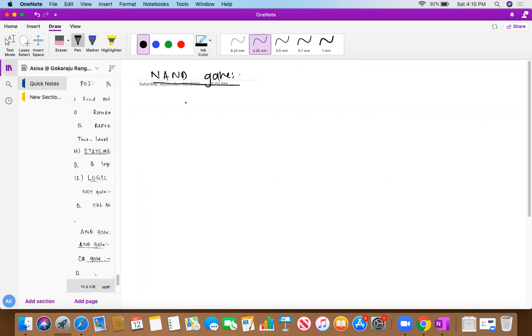NAND gate is also called a bubbled OR gate. How? I'll tell you now. NAND gate is nothing else, it's very simple: it's just an AND and invert. A, B, so obviously Y will be (AB) bar. If you apply De Morgan's theorem, break the bar and change the operator: the AND operator changes to OR, giving A bar or B bar.